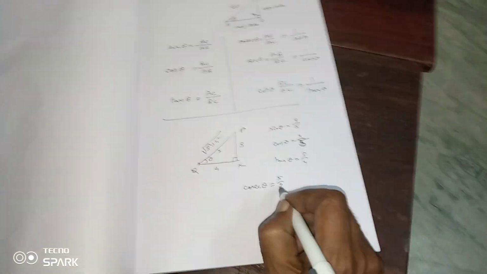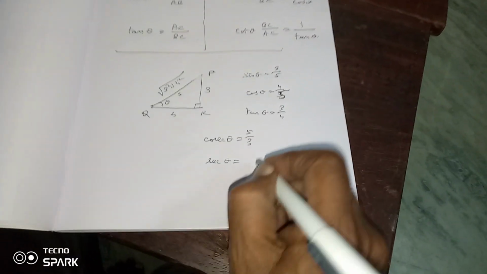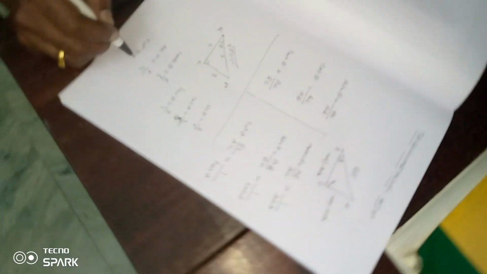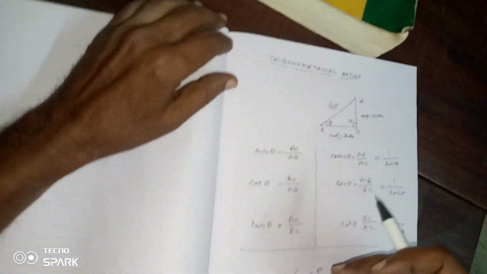If sin theta is 3 by 5, what is cosecant theta? 5 by 3, that's all. That is the reciprocal of sin theta. And secant theta is the reciprocal of cos theta, that is 5 by 4. Tan theta, its reciprocal will be cot theta. Cot theta is equal to 4 by 3.